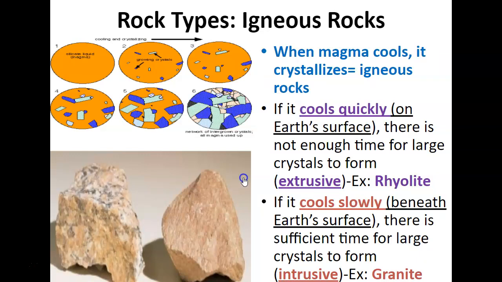So when magma cools, it crystallizes, and that's how you get your igneous rock. If it cools too quickly on the Earth's surface, there's not enough time for crystals to form. That's when you get your extrusive, and that makes it a lot smoother. If it cools slowly beneath Earth's surface, there is sufficient time for large crystals to form, and that's where you get your intrusive. An example of that is your granite. The granite is an example of the intrusive.